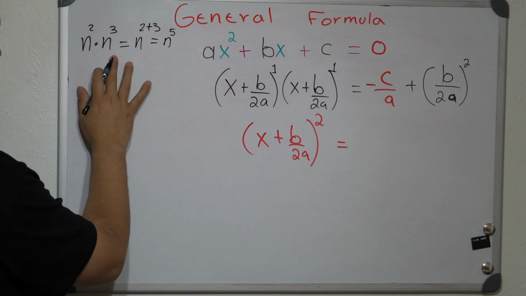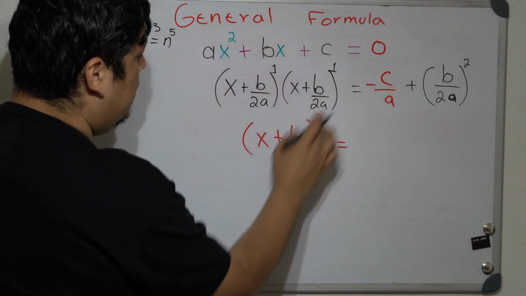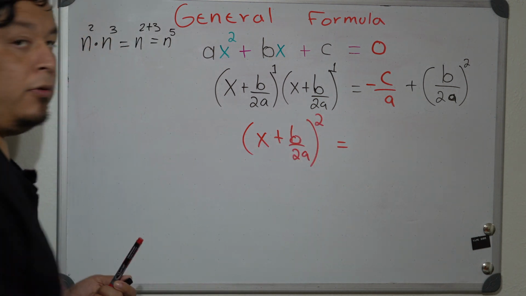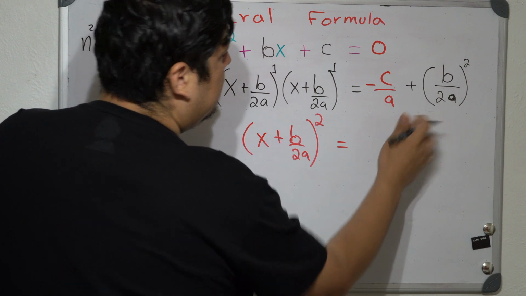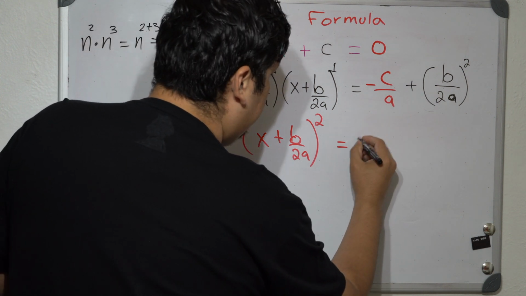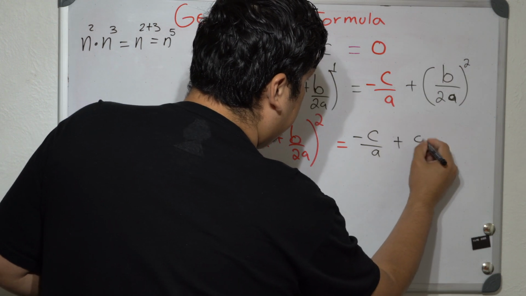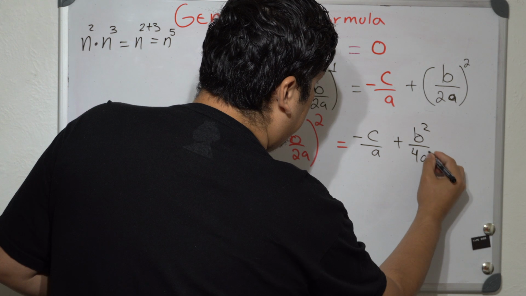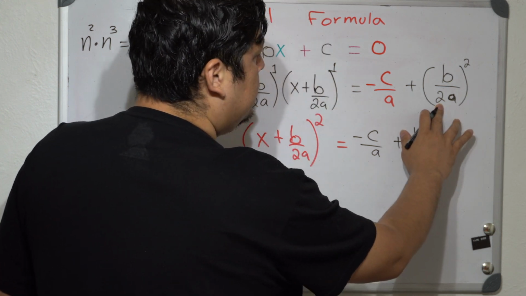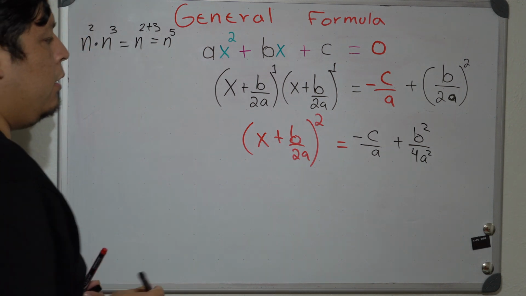So n2 and 3, that is equal to n5. So therefore 1, 1, so that will be power of 2, or second power. So here we don't have the same denominator. So we have a minus c over a plus b squared over 4a squared. You see this is a 2. So 2 squared is simply 4.